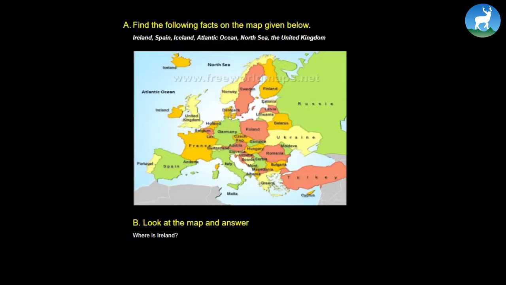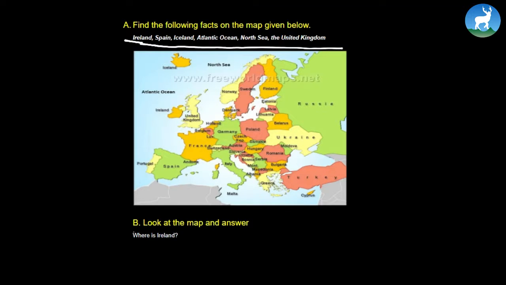Alright, so here's the map of Europe. I'm sure you've seen this map quite a lot of times. Now find the following facts on the map given below. It's more like a classroom activity, and what I want is for you to take some time and find these nations: Ireland, Spain, Iceland, Atlantic Ocean, North Sea, the United Kingdom. So find all these located here on the map. So let's figure that out first.